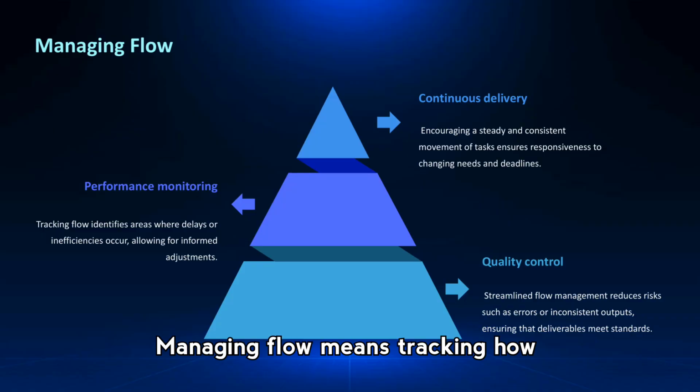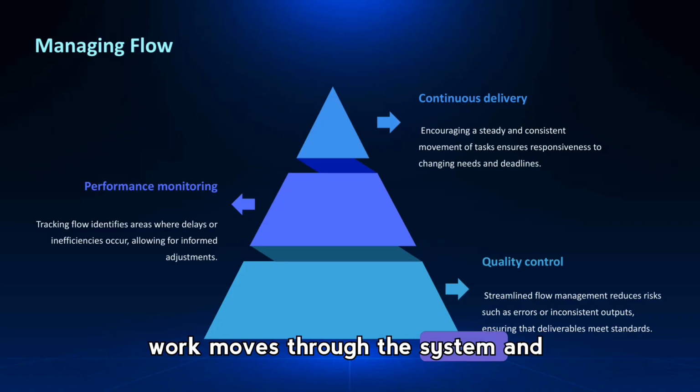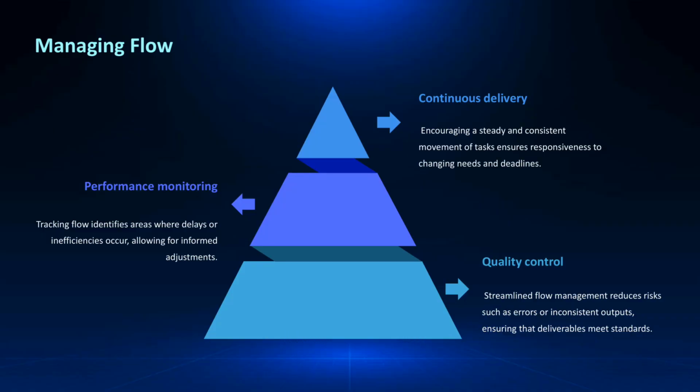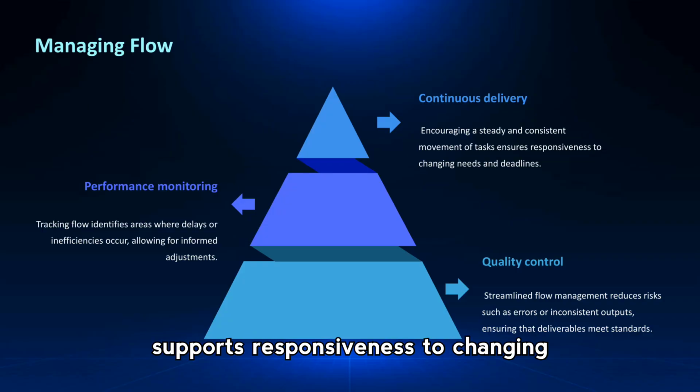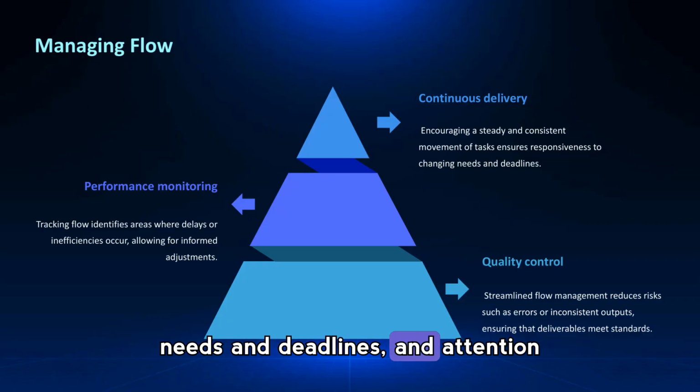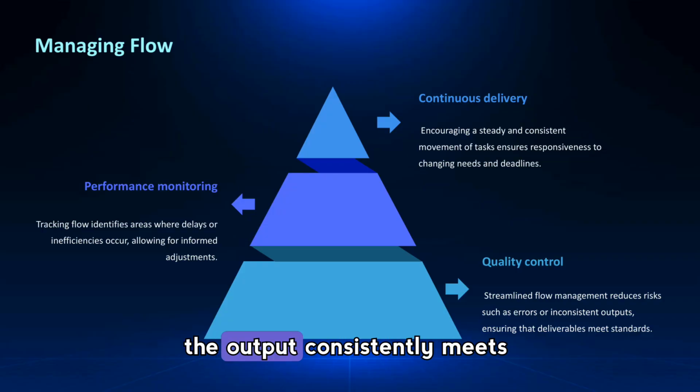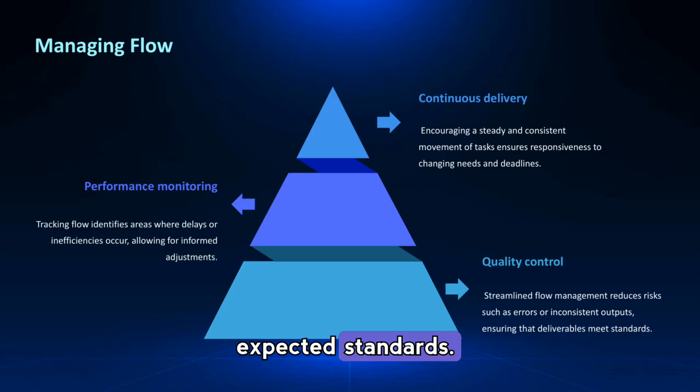Managing flow means tracking how work moves through the system and making adjustments. Regular performance monitoring helps spot delays. A steady delivery cadence supports responsiveness to changing needs and deadlines, and attention to quality control reduces errors, so the output consistently meets expected standards.